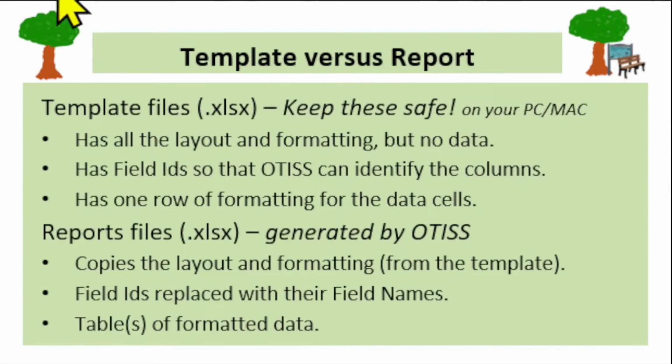So there's two files. The template file is the important one, keep it safe. It has all the layout and the formatting but no data. It has field IDs so that Otis can identify the columns and has one row of formatting for the data cells. Whereas the generated report has copied all the layout and formatting from the template. The field IDs have been replaced by the field names and you've got tables of formatted data.